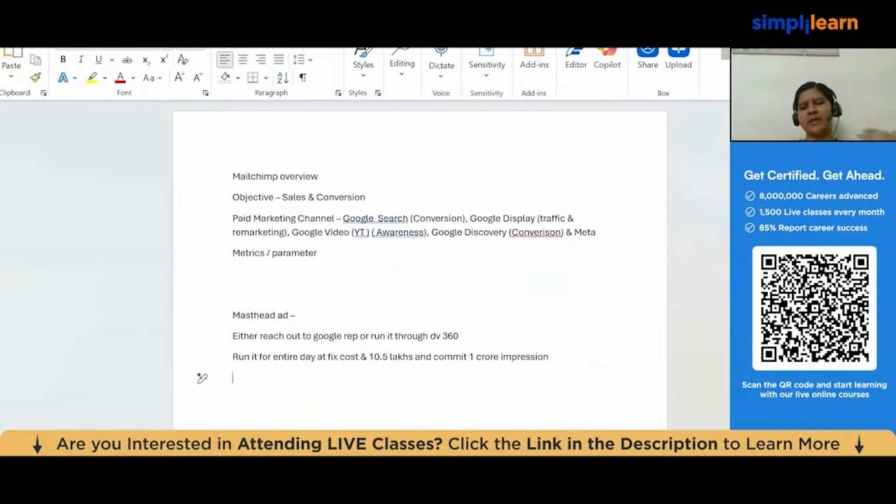They just want to explore and see how it works. Obviously, FMCG brands and startups who have a lot of money and heavy spend on performance marketing prefer running masthead ads very frequently. Am I clear?